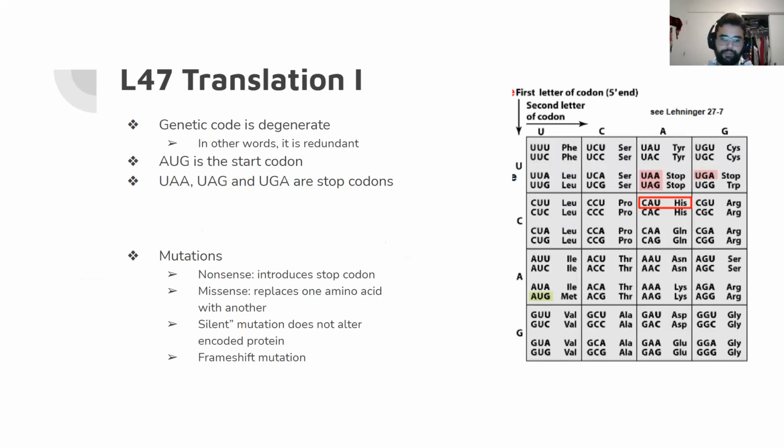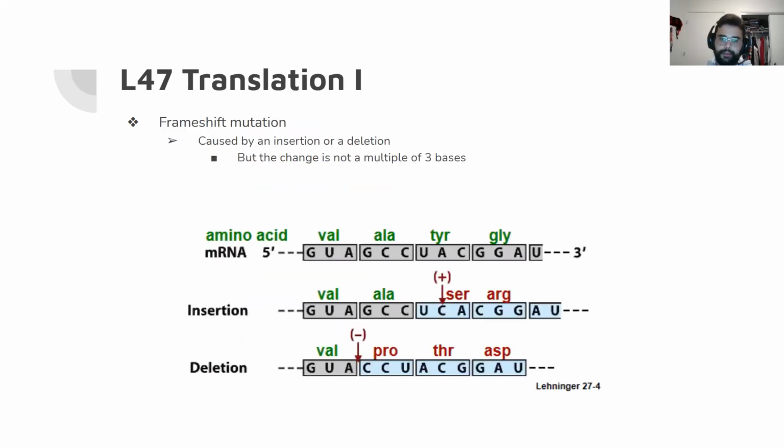We also have 4 different mutations that we have to know. Our nonsense mutation, which introduces a stop codon, our missense mutation, which replaces an amino acid with another, our silent mutation, which does not alter the encoded protein, and our frame shift mutation, and frame shifts are the worst ones. A frame shift mutation is caused by an insertion or deletion of a nucleotide.